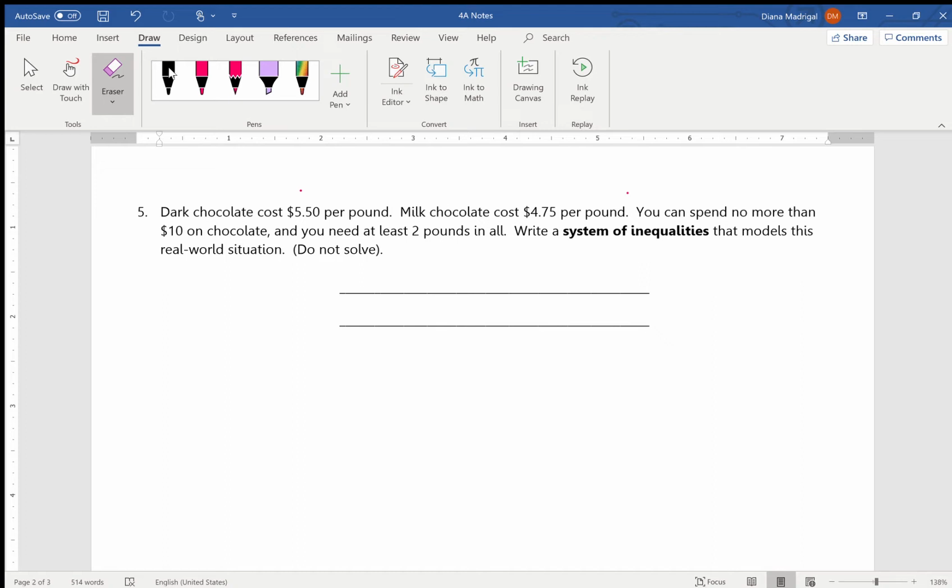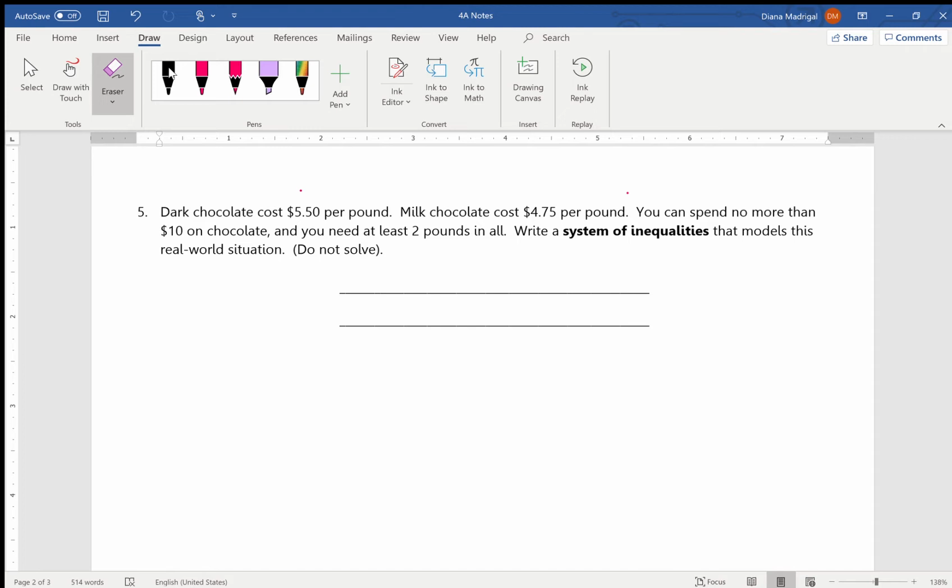Right, the fun part begins. We have been able to write systems of equations for real world situations. So now we're getting to the fun part of writing systems of inequalities. I know how much you guys love inequalities. I love it too. All right, so let's get started.